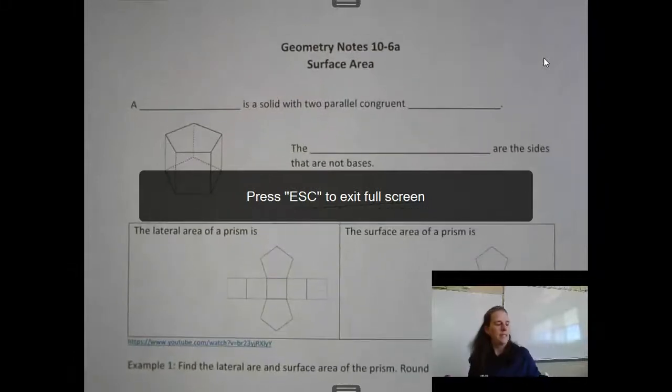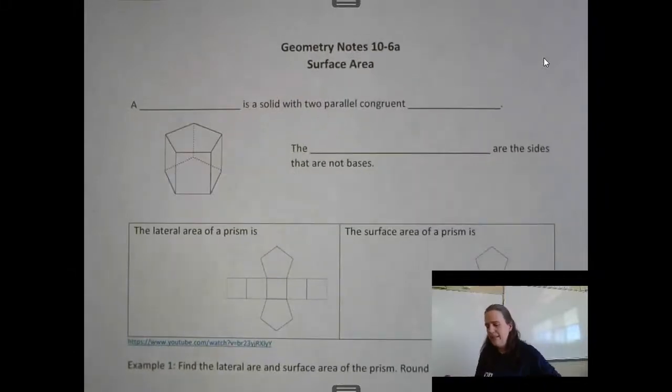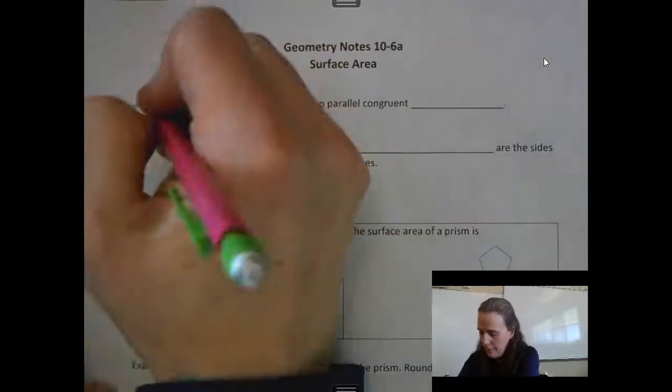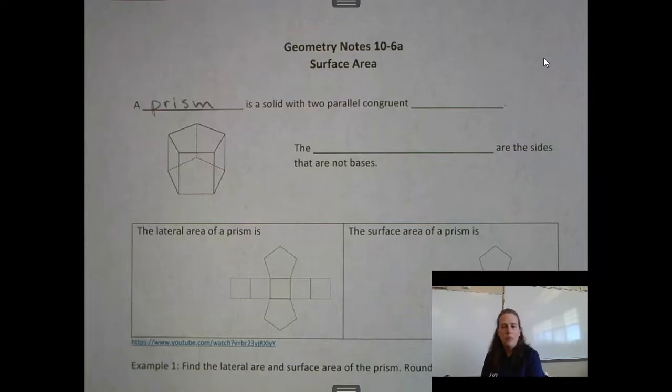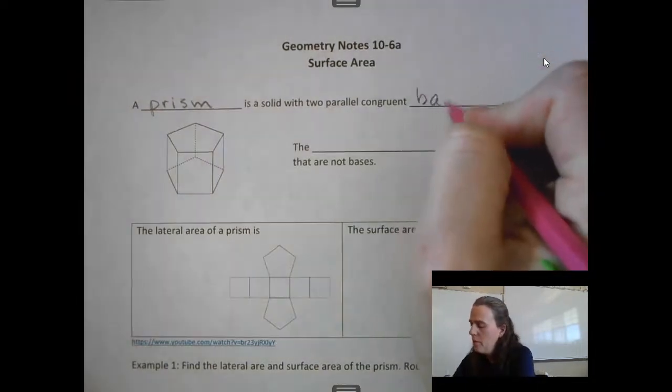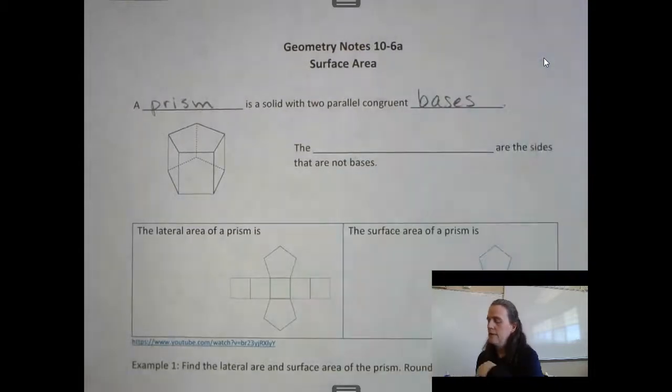Okay, let's start working on surface area. This is the first part of chapter 10, section 6. So we're going to look at a prism first. A prism is a solid with two parallel congruent bases. So let's look at this figure that we've got drawn here.